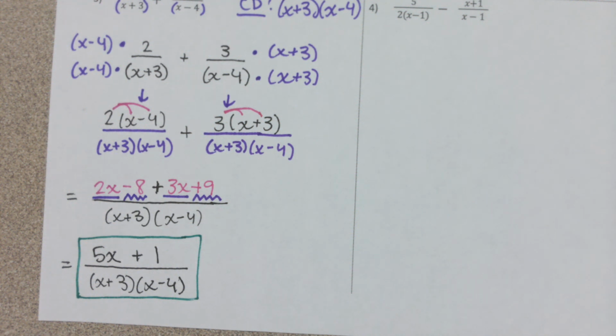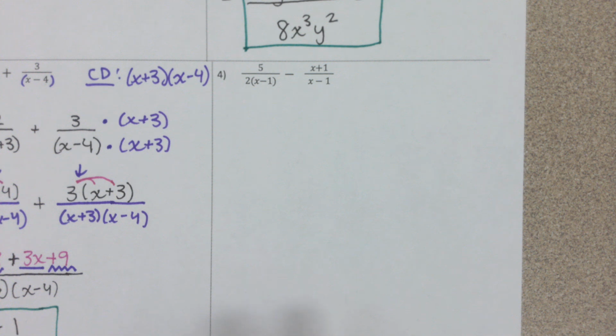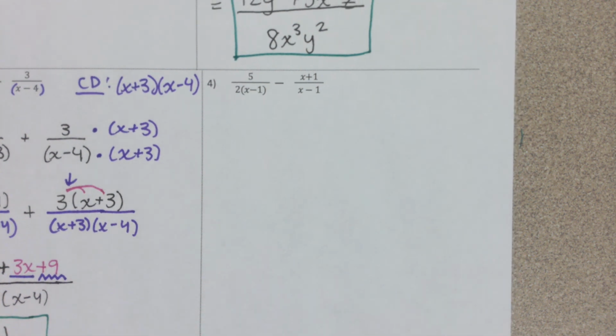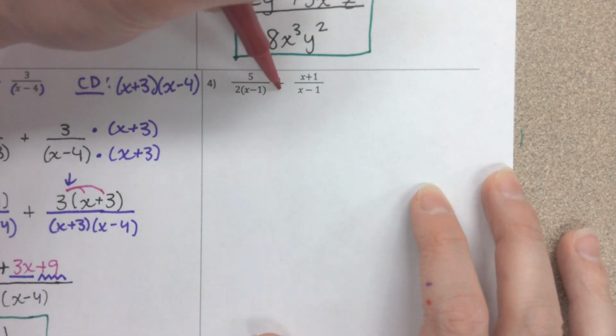Questions on number 3 before I move on to number 4? Number 4, I want you to pay extra close attention. Subtraction. Subtraction has an extra step to it at the beginning that if you don't do it, it will mess up the rest of the problem. When you're subtracting with algebra, it makes things more difficult. So my trick is let's turn it into an addition problem to make it easier. Let's turn that minus into a plus.